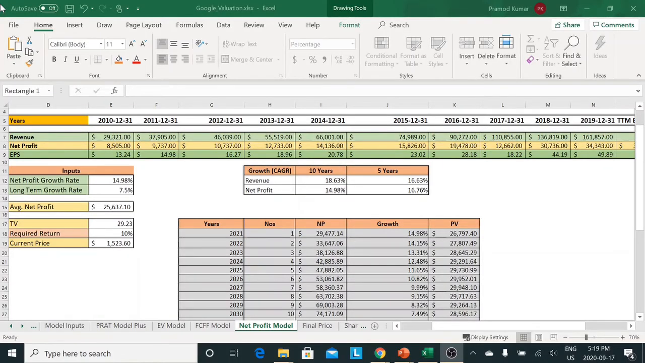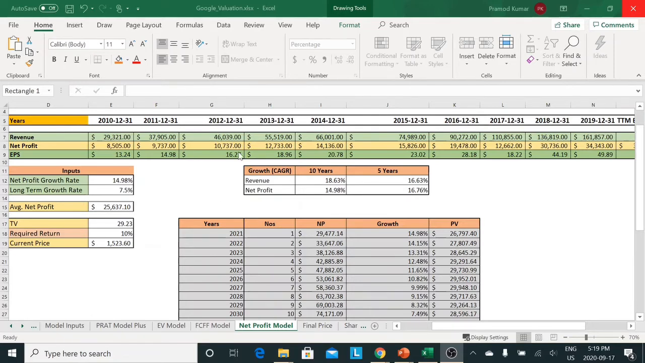So now what I have done is I will show you the three models. The first one is the net profit model. Then I'll go to the enterprise value model and the free cash flow model. In all three models, I have used the past 10 years of data and then projected for the next 10 years, right? So let's go one by one and you will see that.